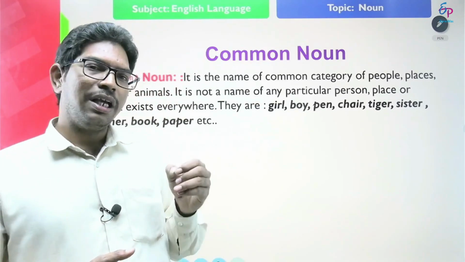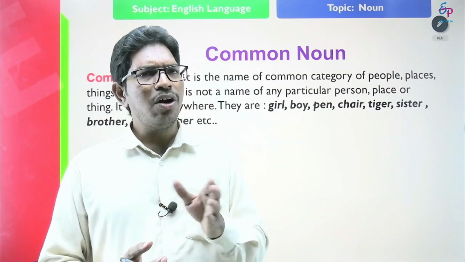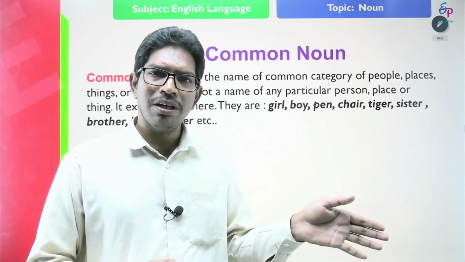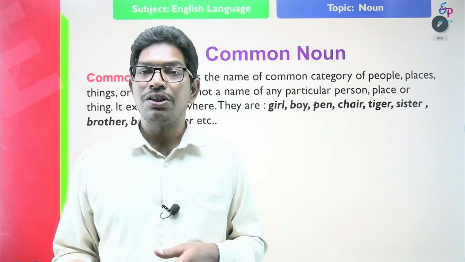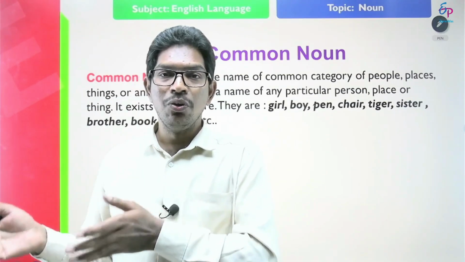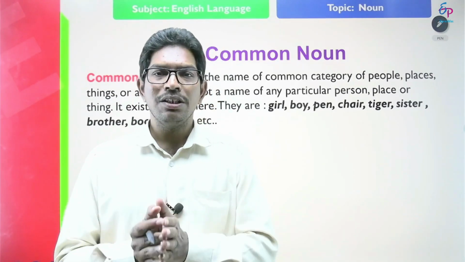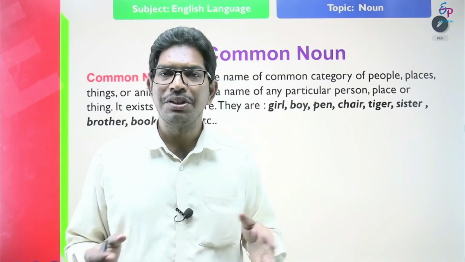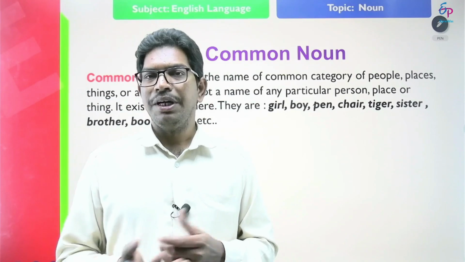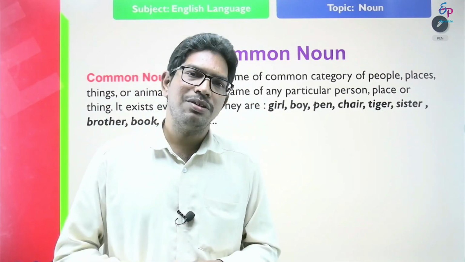For example, in a class, some girls are there. Some boys are there. Do we call one boy, two boy, three boy? Boys, it's a common name for all. Girls, do we call one girl, two girl, three girl? Common name, girls. So what is a common noun? It is a general name, not any specific name of a person, place, thing, etc. It exists everywhere. Fan, chair, car, bus. These are all common nouns.